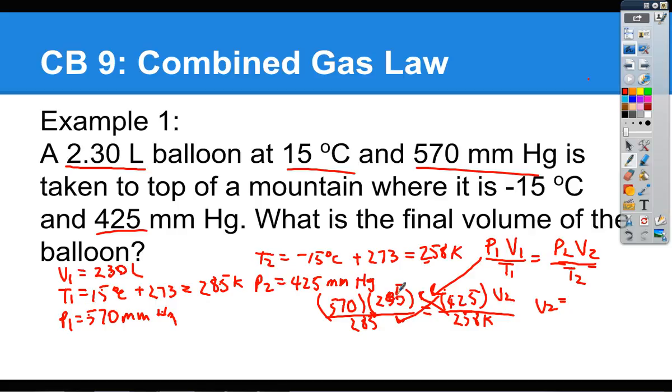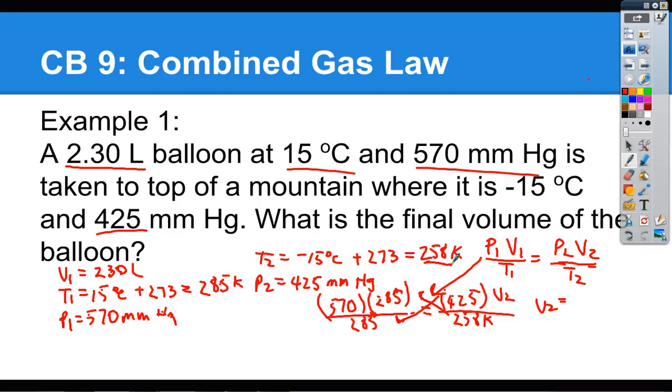So again, let me try to straighten this out a little bit, make it a little bit clearer. Sorry for the messiness. 285. All right, a little bit better. So here we go. 570 times 285 times what? Well, remember the 258 comes over there. 258. That came from right here, 258 K. And so then that's going to be equal to what?